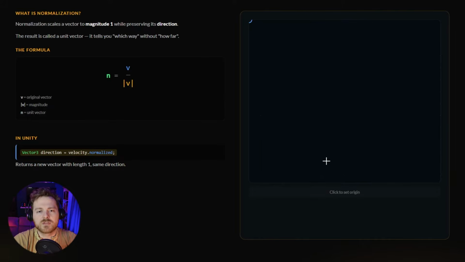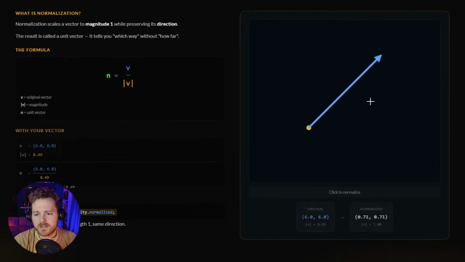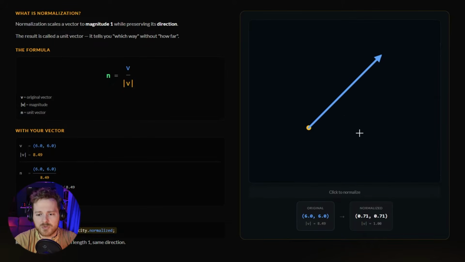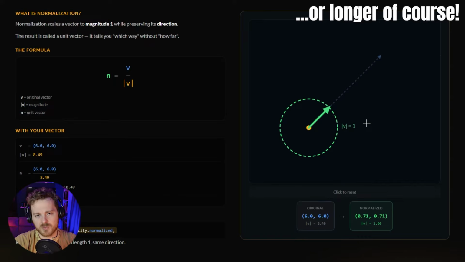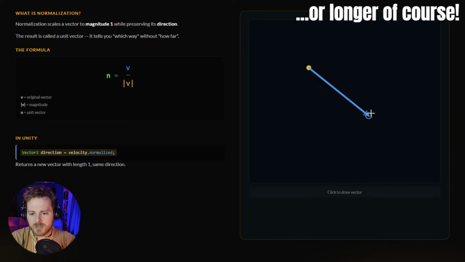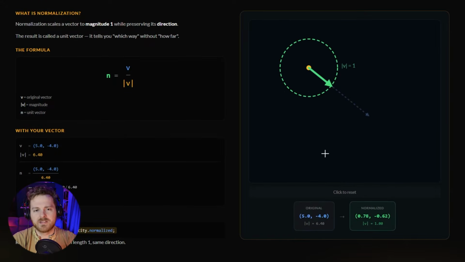So what is vector normalization? In simple terms, we get a vector, any vector we want, and then we make it shorter so its magnitude is equal to 1. So we can grab any vector and then we basically make it shorter. This circle you see over here is called the unit circle, and it's a circle with a radius of exactly 1.